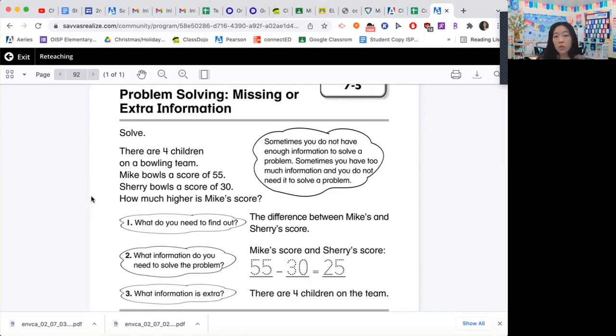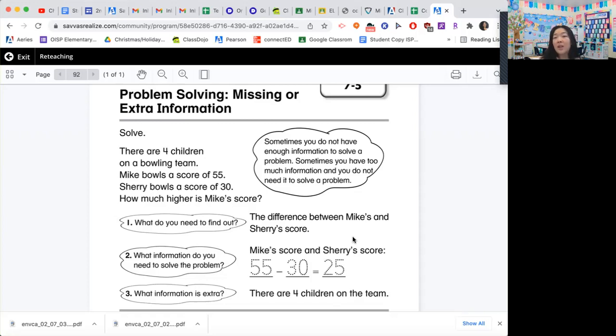All right, so what do you need to find out? Let's try and figure it out. Well, what is the question asking us? It's saying how much higher is Mike's score? So we need to know how much higher Mike's score is than Cherry's. What information do you need to solve the problem? You need Mike's score, which is 55, and Cherry's score, which is 30. You need to subtract those two numbers. We know that 55 minus 30 equals 25.